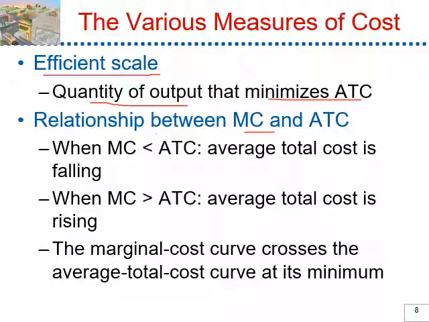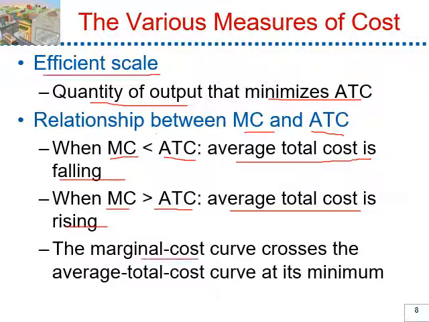So what is the relationship between marginal cost and average total cost? When marginal cost is less than average total cost, the average total cost is falling. When marginal cost is greater than average total cost, the average total cost is rising. So the marginal cost curve crosses the average total cost curve at its minimum.